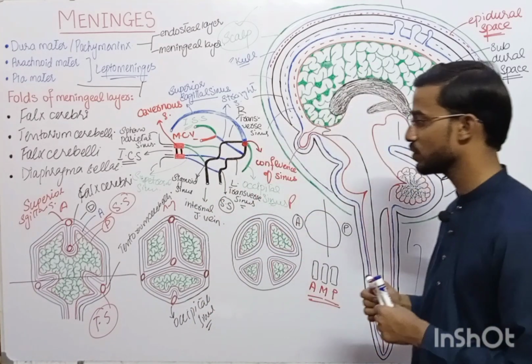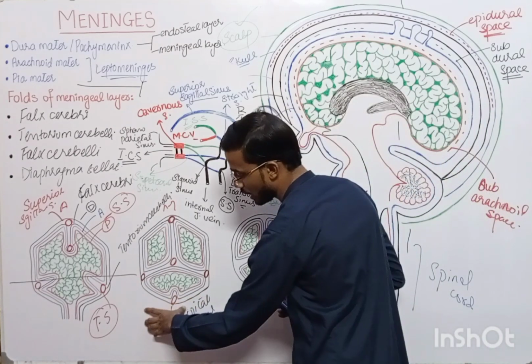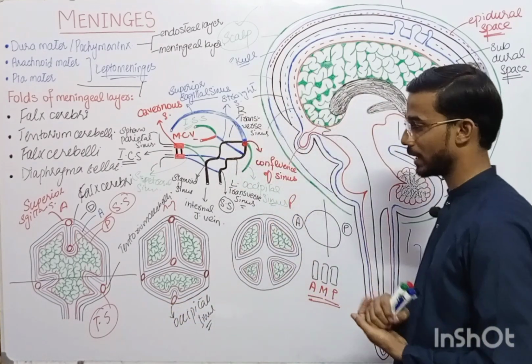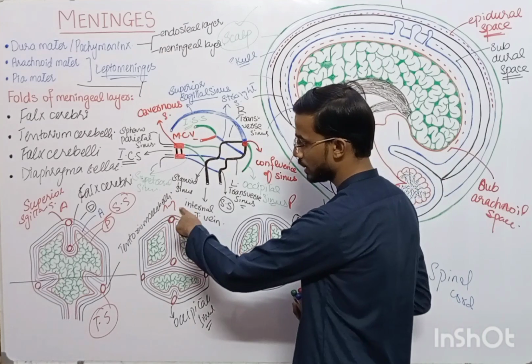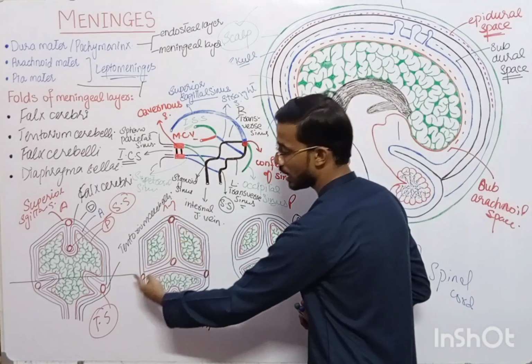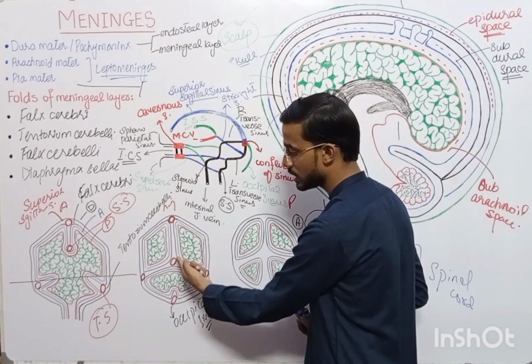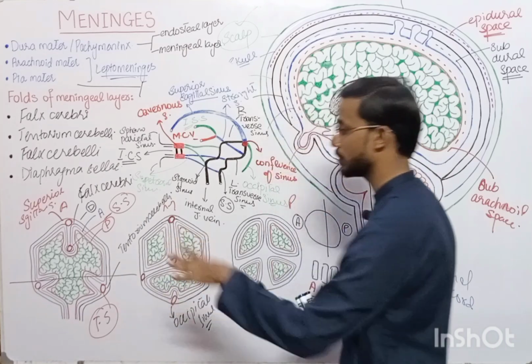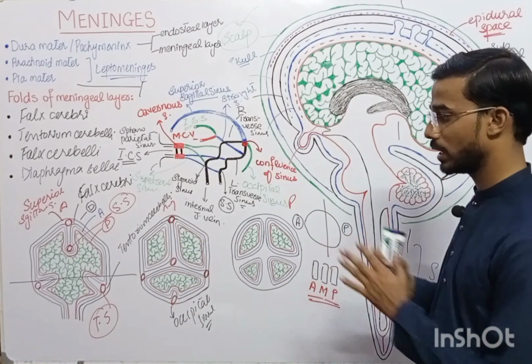Occipital sinus, which is present at the inferior part of the brain. So these are the superior sagittal sinus, these are the transverse sinus, this is the straight sinus, and this is the occipital sinus, which are prominent here.